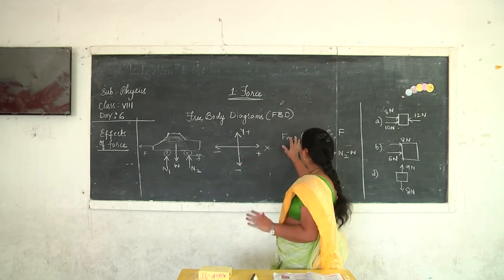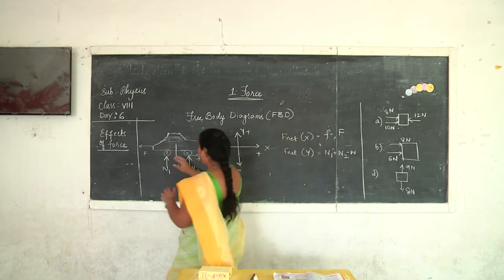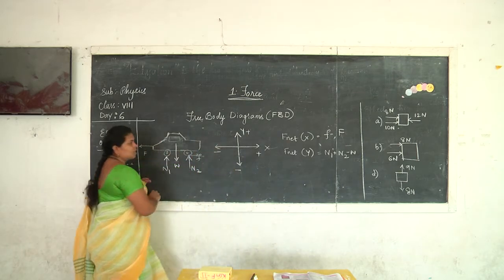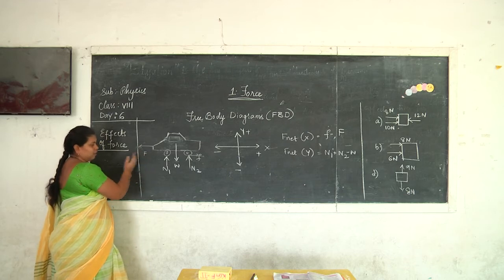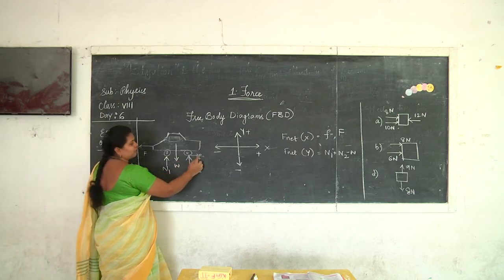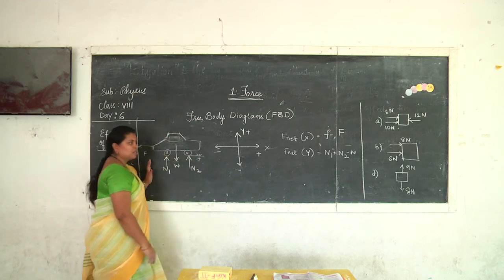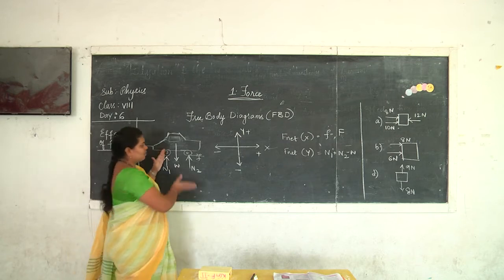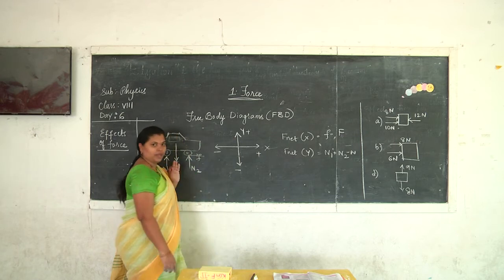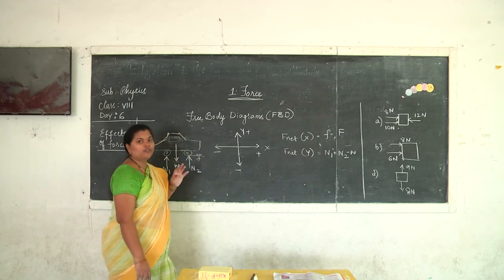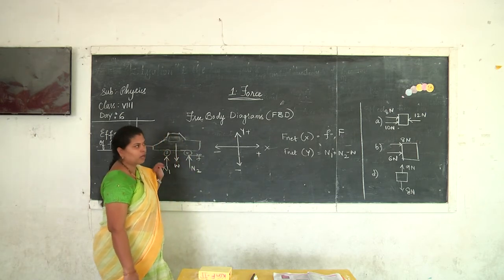Now, here let me take the x-axis. In the x-axis, what are the forces acting horizontally? One is the applied force acting in this direction, and the frictional force acting in the opposite direction. Now you tell me, the direction which is in this direction is to be taken with a positive sign. You need to follow the sign conventions for free body diagrams.